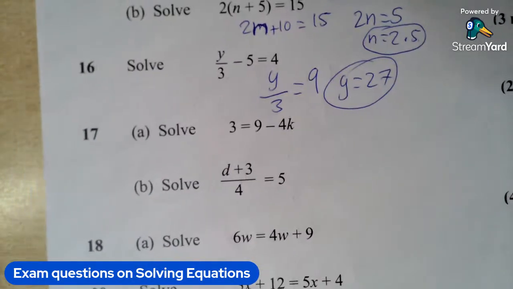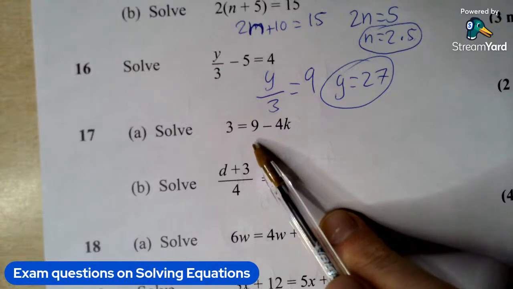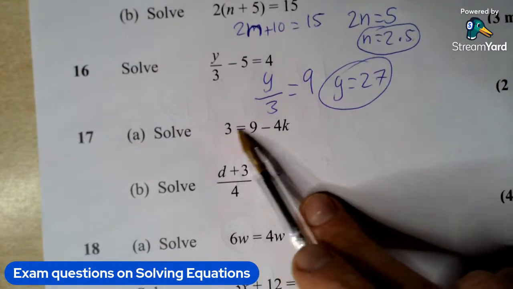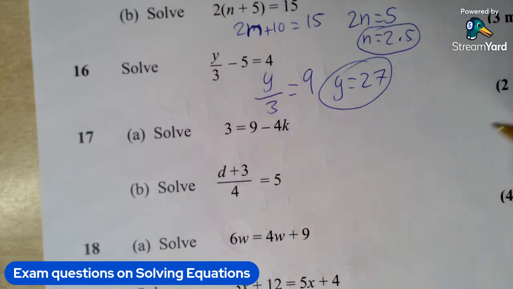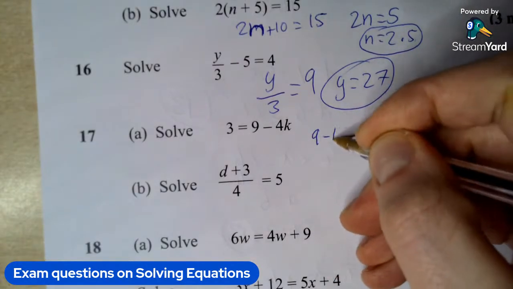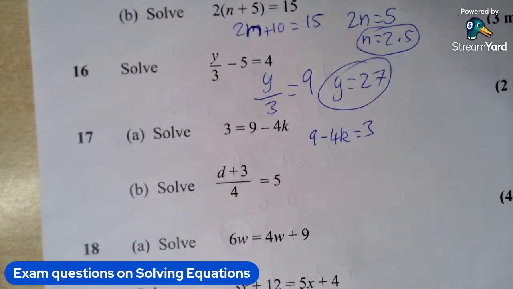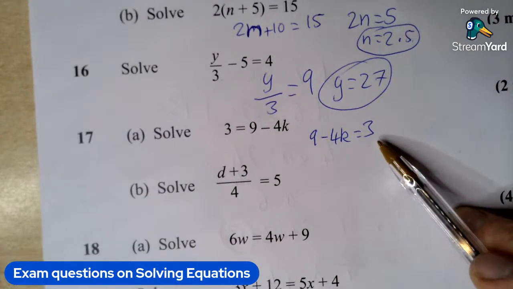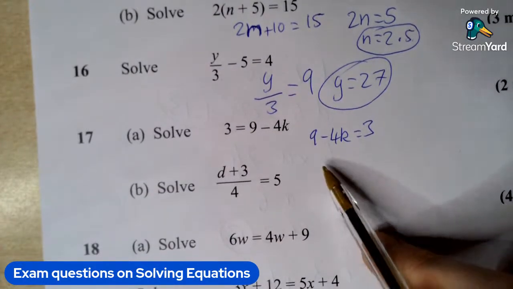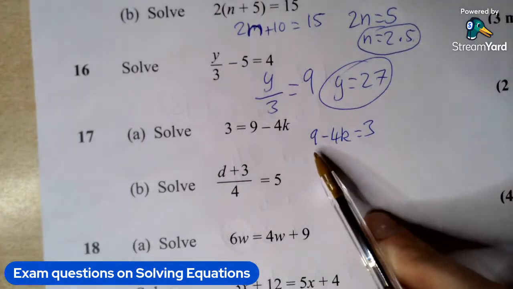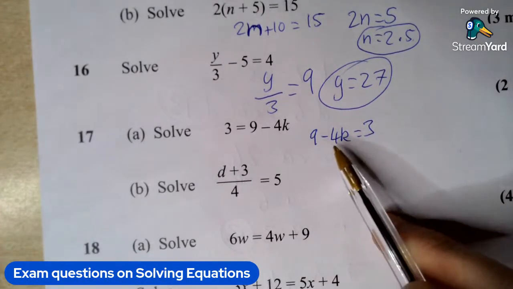Next one. This confuses some students as well because it goes 3 equals this. If you want to, you can rewrite it as 9 minus 4k equals 3. You don't necessarily get a mark for that, but you might find it a bit easier. Right, so same again, there's a few ways you can do this one.